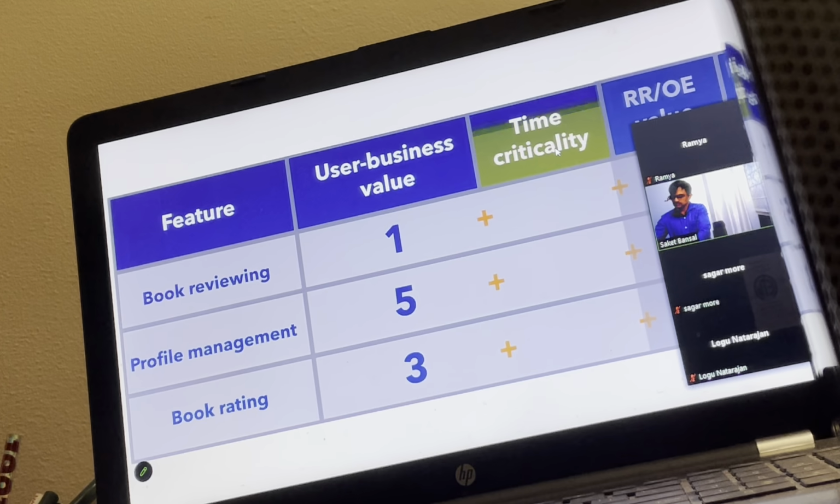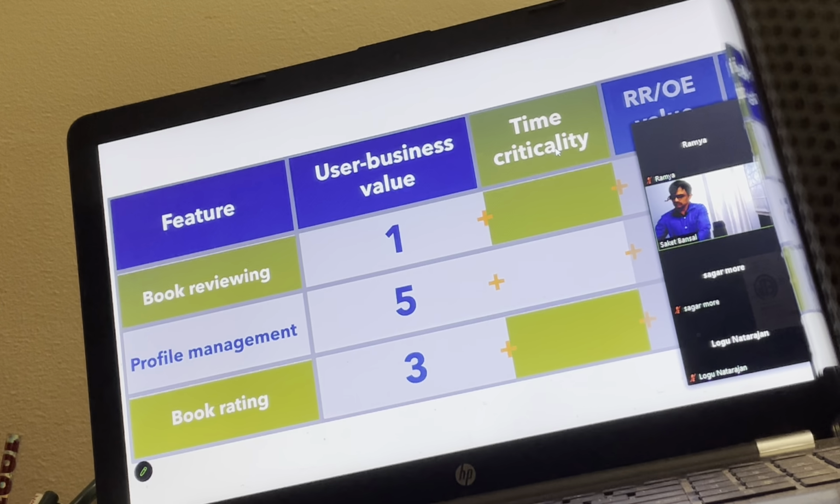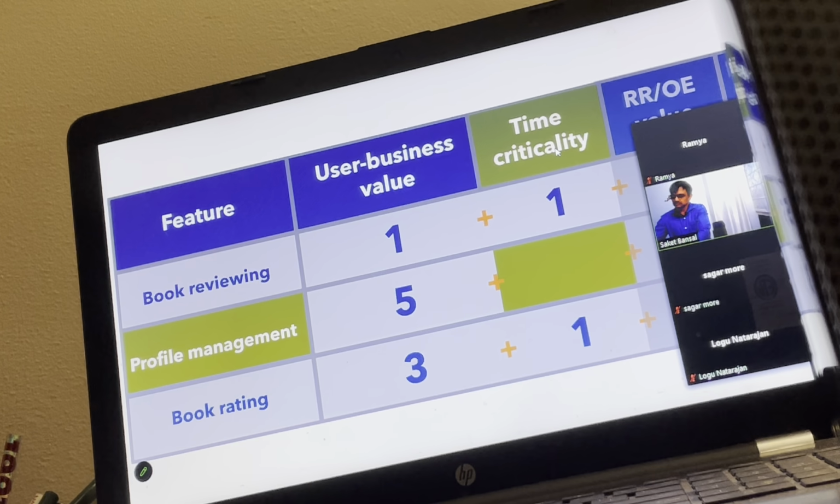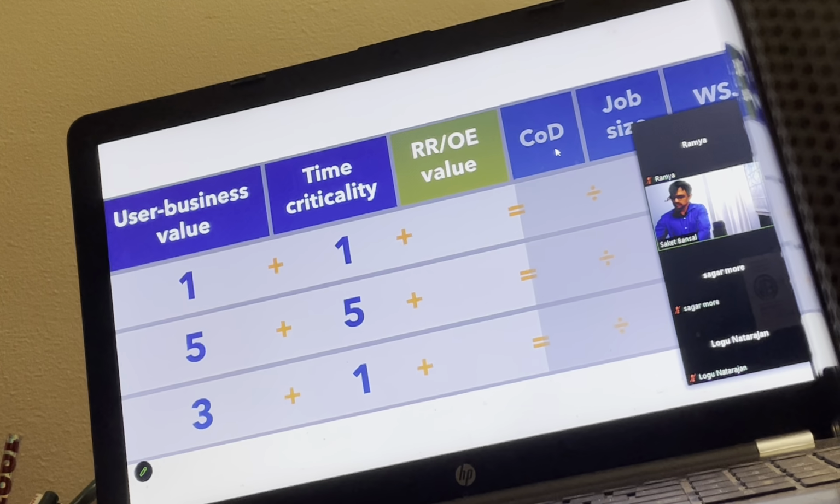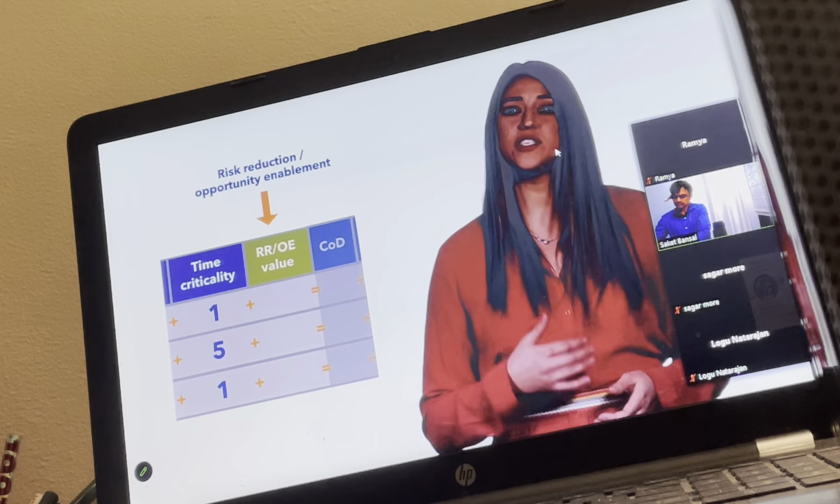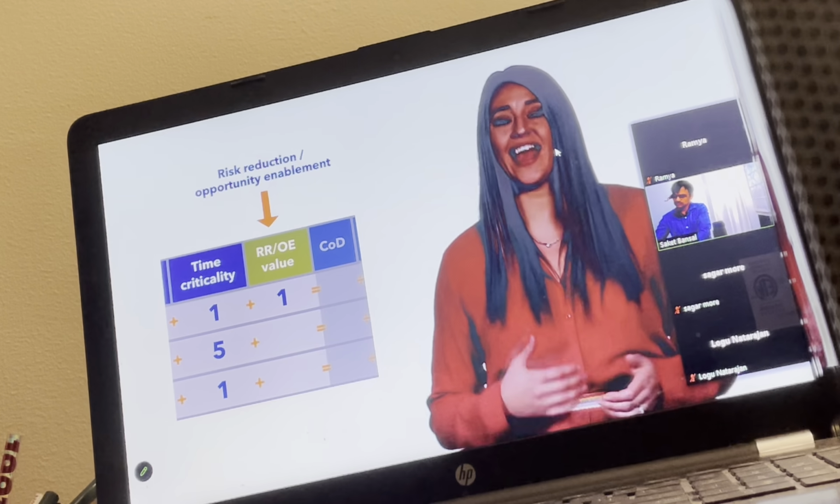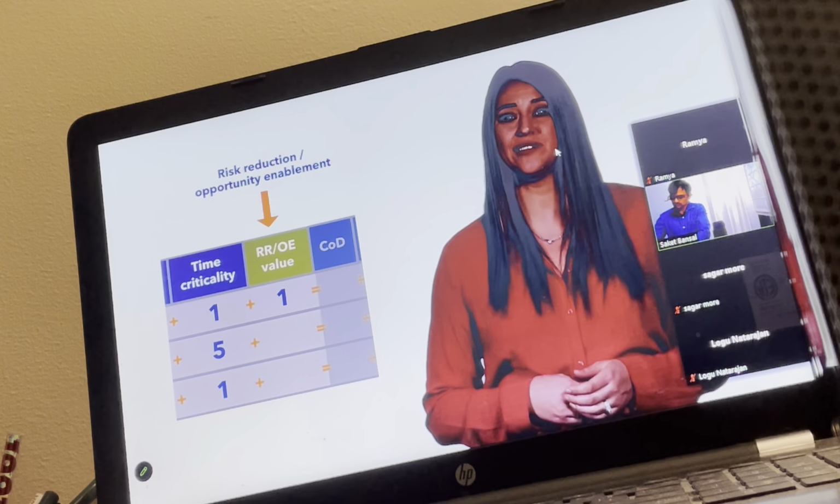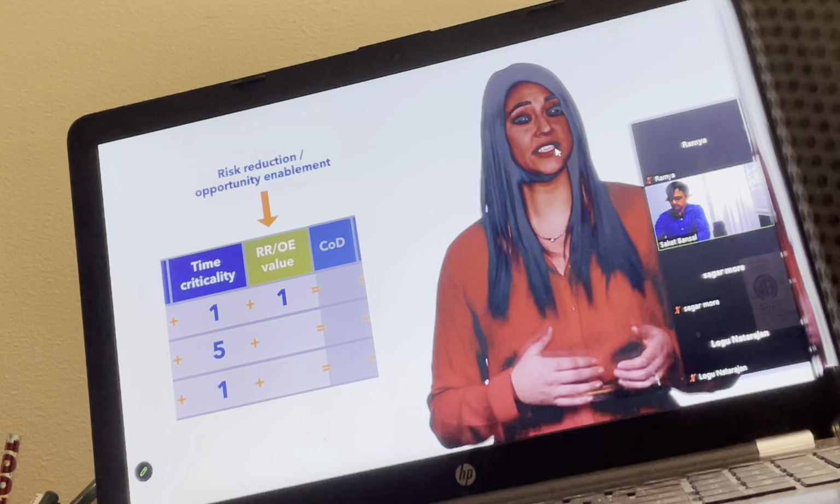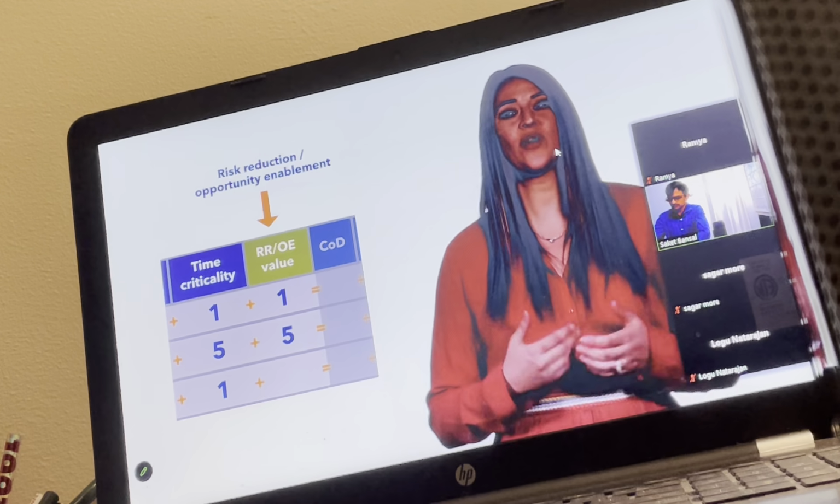The next column is time criticality. Neither the book reviewing nor the book rating feature is time critical, so we give both a 1. Because profile management doesn't exist yet, there's already a negative impact on customer satisfaction, so we give this feature a 5. The final component of cost of delay is risk reduction and opportunity enablement. Again, we scored book reviewing a 1 since we can't identify any real risk reduction or further opportunity enablement associated with this feature. Because profile management reduces customer dissatisfaction risk, we score it a 5.